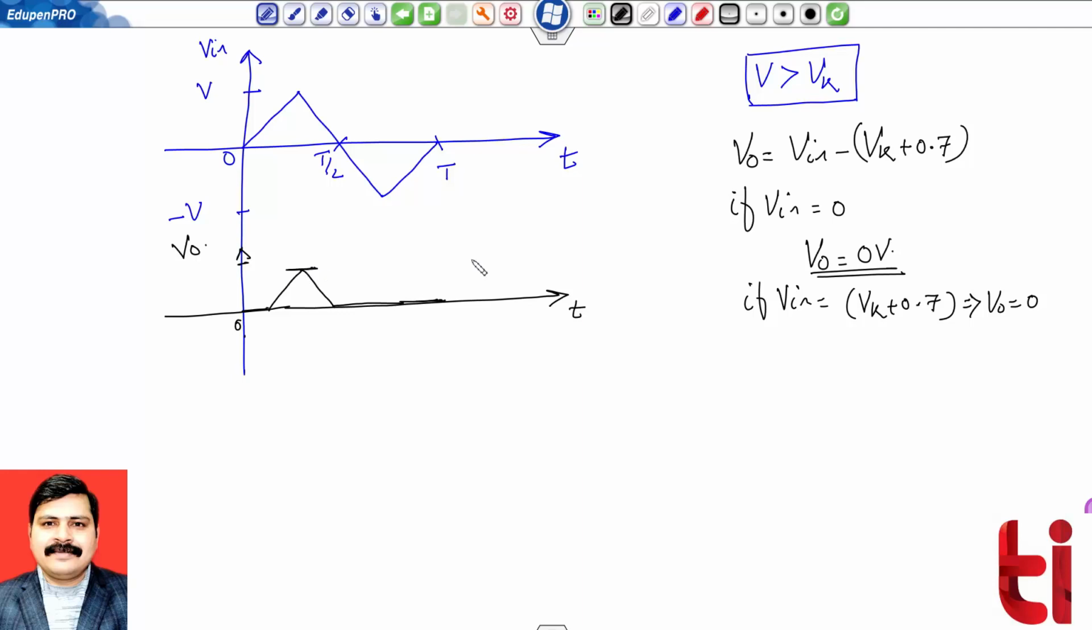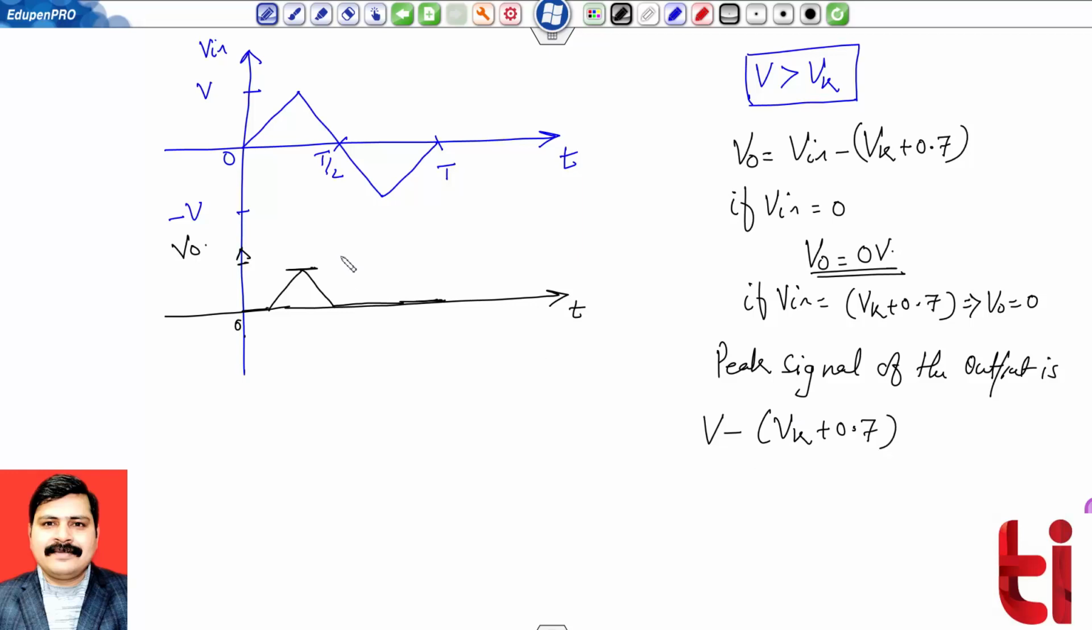And my peak signal, so the peak signal of the output is V, that is the peak signal of input, minus Vk plus 0.7. So it is V minus Vk plus 0.7. So this is my output voltage.